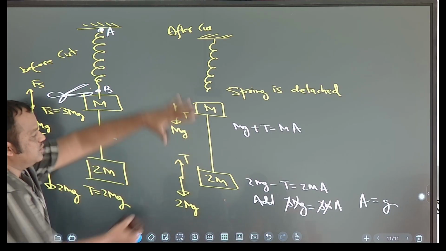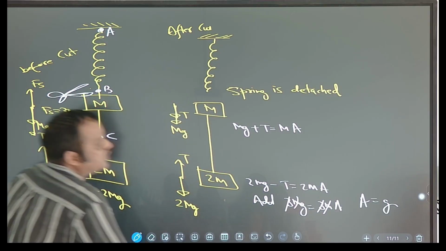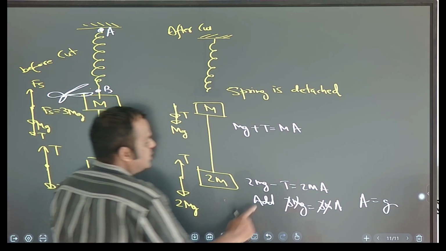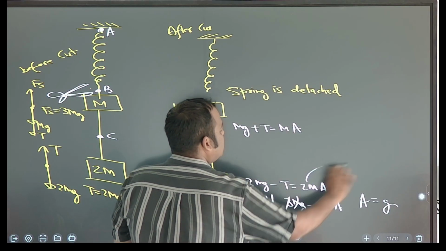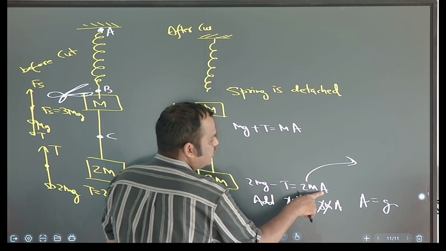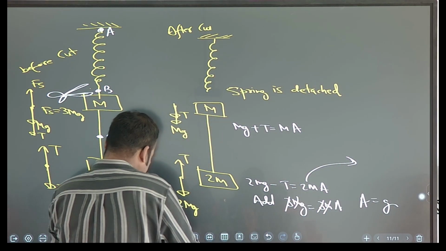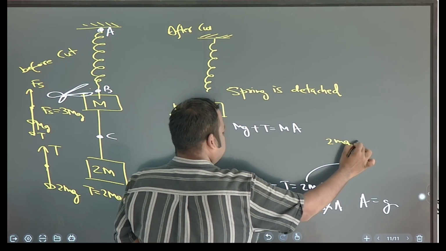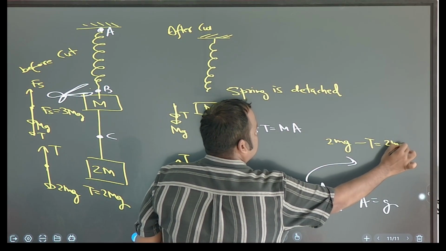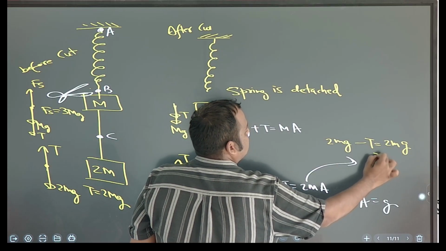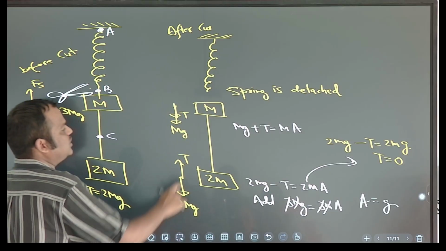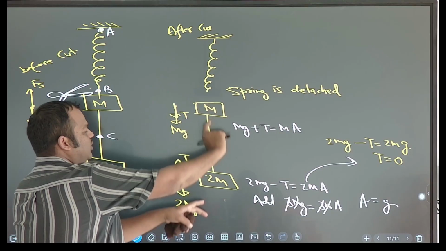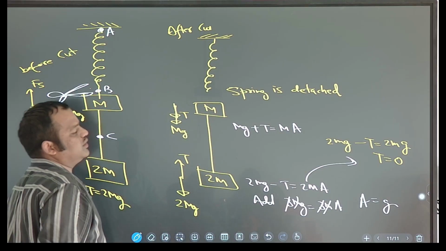So acceleration is g. The two blocks are falling with what acceleration? g. And what is the tension? Now solve this. Put a equal to g here. So what is the tension? 0. Good. So 2 mg minus T is equal to 2 mg. So tension will be 0. So tension on the string becomes 0 and the blocks M and 2M are falling freely.